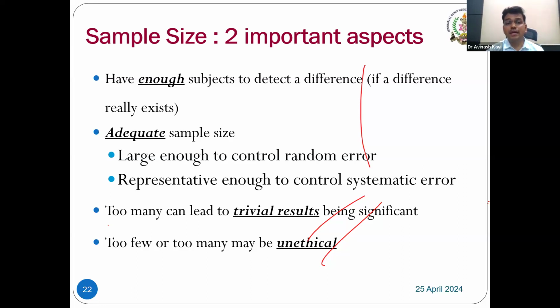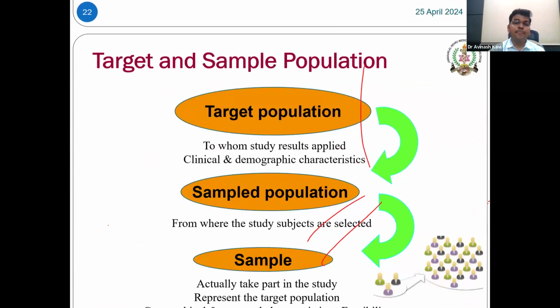So an adequate sample size should be large enough to control the random error, but also representative enough to control the systematic error. Too many can lead to trivial results, and too less may be unethical or sometimes invalid. So these things have to be kept in mind. So it is always necessary that we have a detailed discussion with the statistician or whoever knows how to go about the sample size calculation, and what parameters we can actually use for the calculation. That will help us in obtaining an adequate sample size.